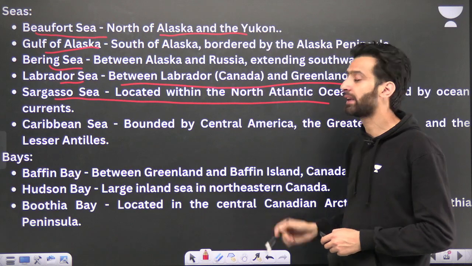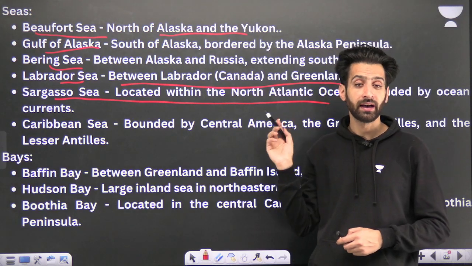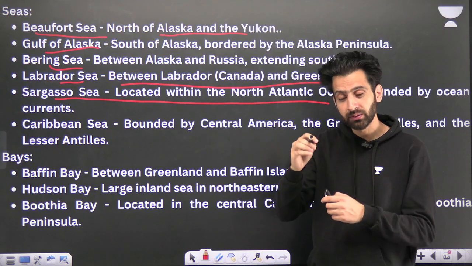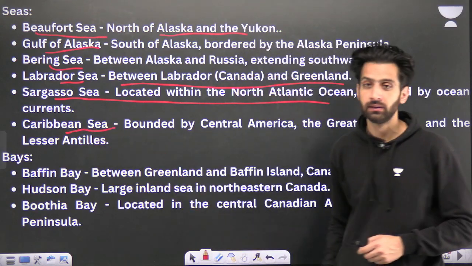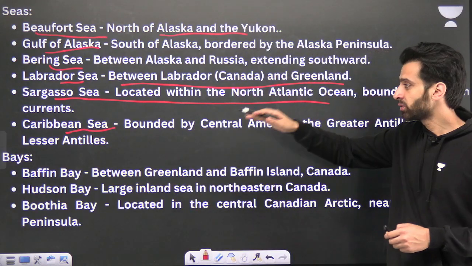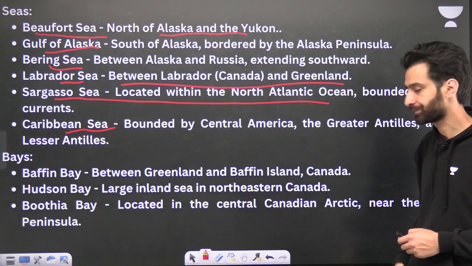It is located in the North Atlantic. This is where we learned about the Atlantic, Sargasso Sea, and to the south of the Sargasso Sea was the Caribbean Sea as well. This is the Caribbean Sea. Sorry, this is located to the south of the Sargasso Sea.